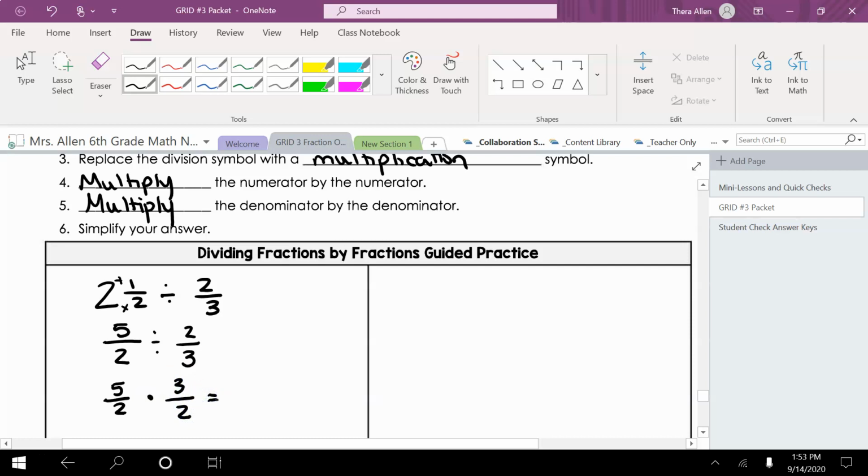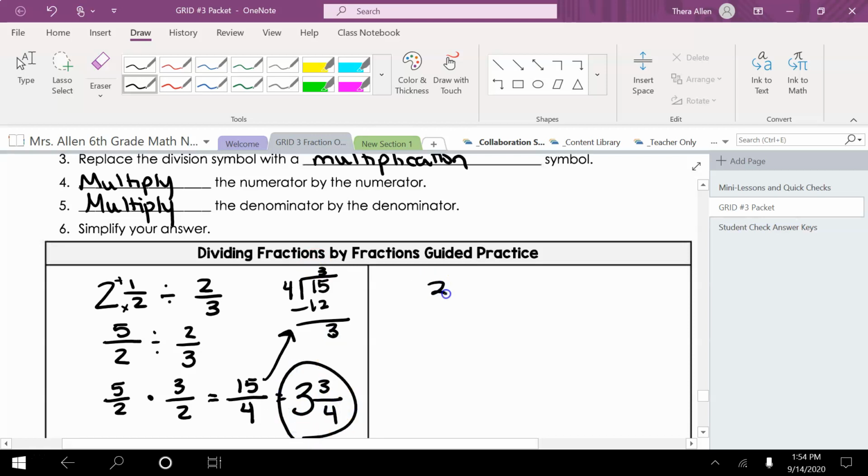I cannot cross cancel, so I multiply across. 5 times 3 is 15. 2 times 2 is 4. Now it is an improper fraction, so I need to divide. 15 divided by 4. 4 can go into 15 3 times. I subtract, so my whole number is 3 and 3/4.